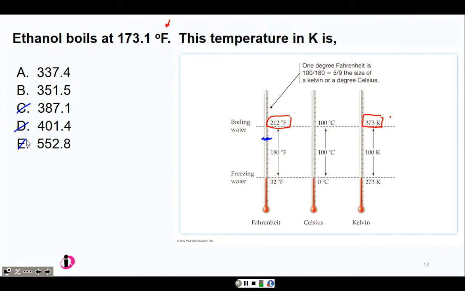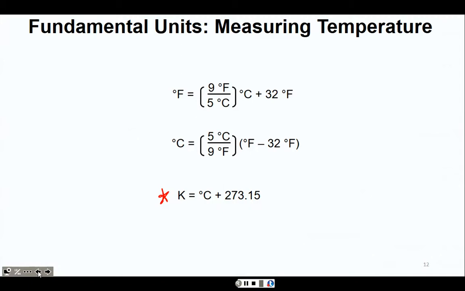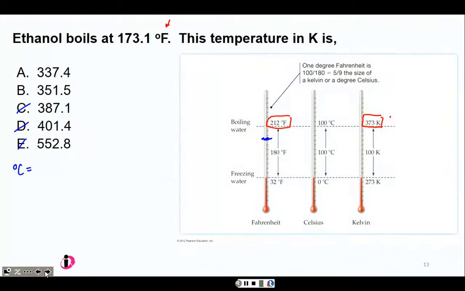All right, so degrees Celsius equals what? Think back for 1 minute and see if you remember what the equation is, or flip back to the previous slide. Celsius is going to be described as 5/9 of the Fahrenheit temperature minus 32. So let's do that. 5/9 of the Fahrenheit temperature, which is this number here, 173.1, minus 32.